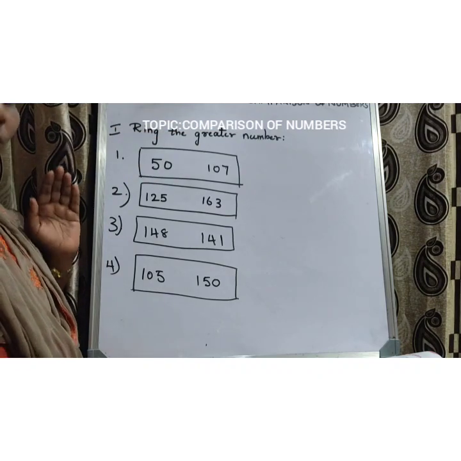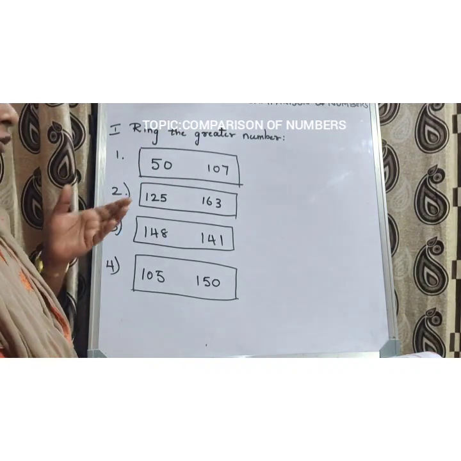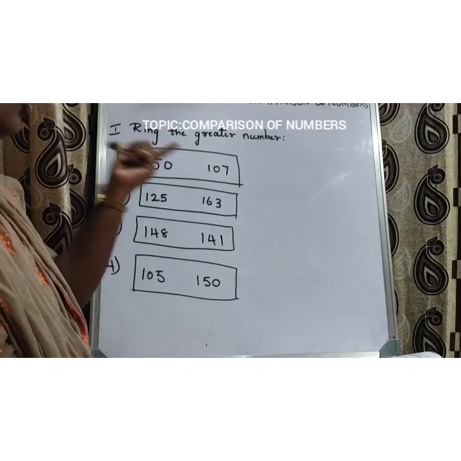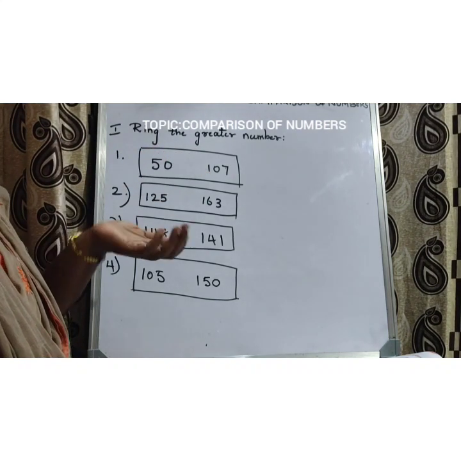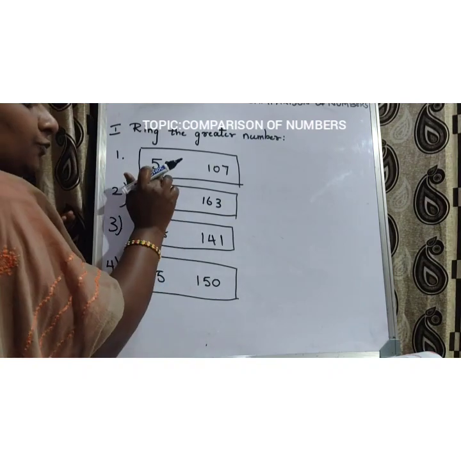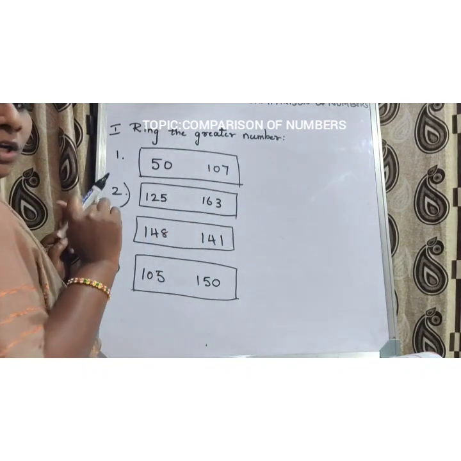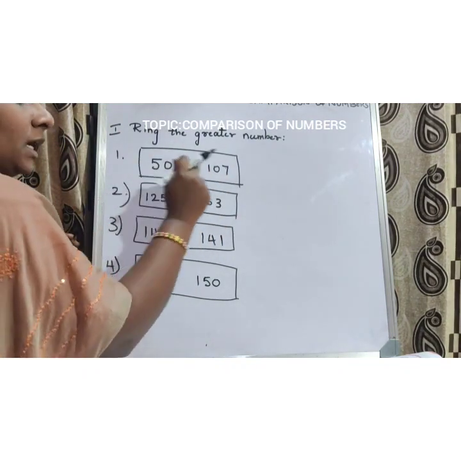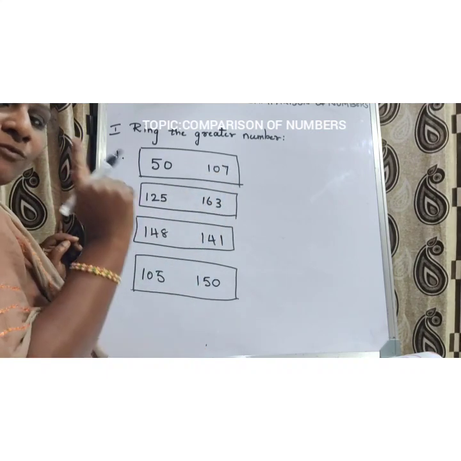So what we have to find out? We have to find the greater number. They have given two numbers. In that two numbers we have to find out which is the greater number. The first one is 50 and 107. What are the two numbers given? 50 and 107. So what is the first step, children?